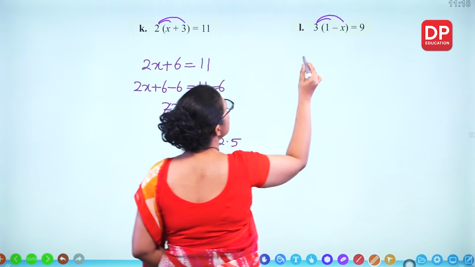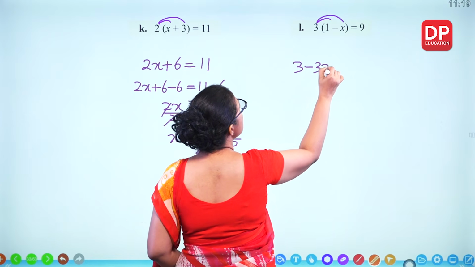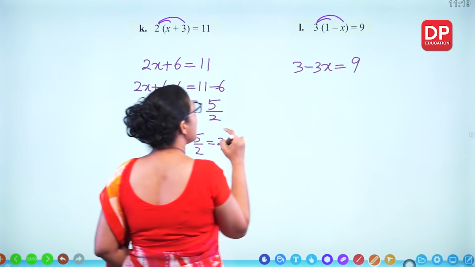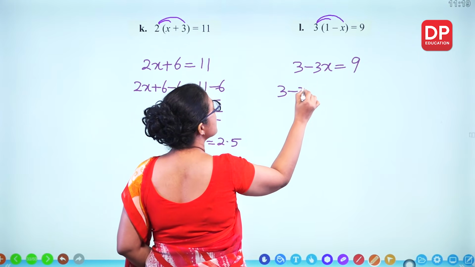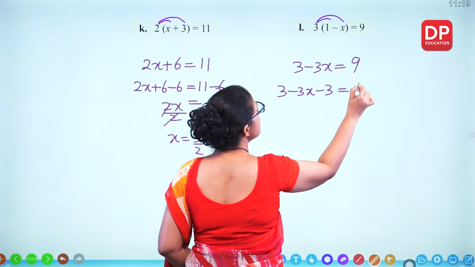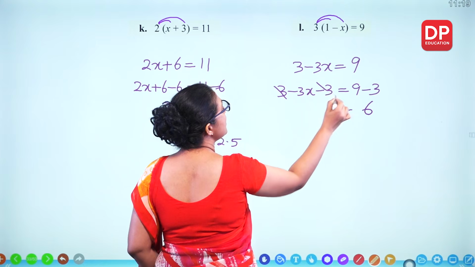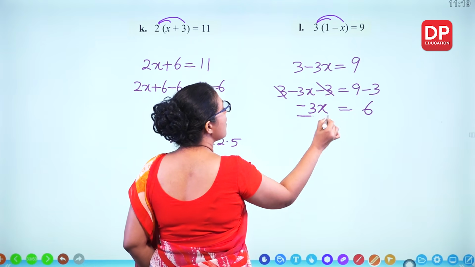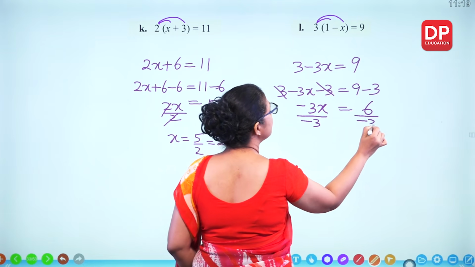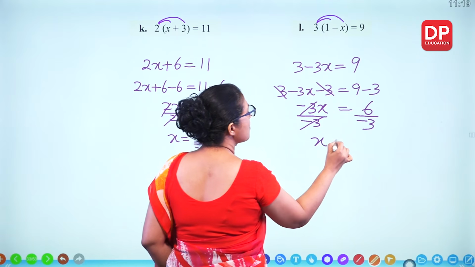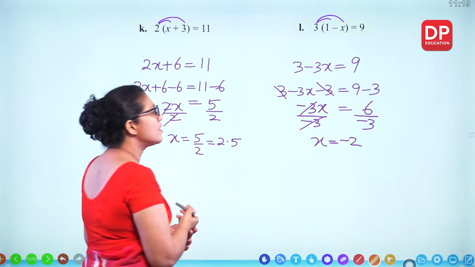Multiply this by 3. 3 minus 3x equals 9. Now subtract 3 from both sides. You get 6 here and minus 3x. Divide by minus 3. x becomes minus 2.